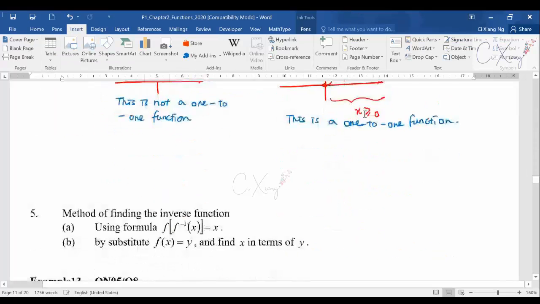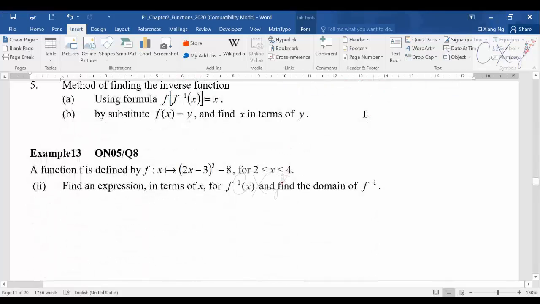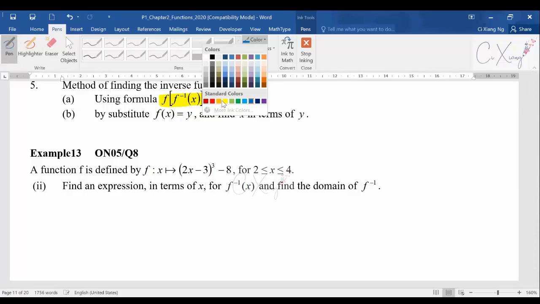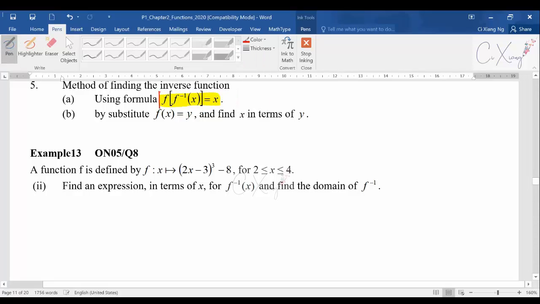Okay, so for the next part, they want you to find the inverse function. There are a few methods for us to find the inverse function. First, you can use the formula f of f inverse x equals x. Okay, so this is one method. I don't know how many of you are using this one. You have to know that when I start with f followed by f inverse, the composite function, we'll get back the original value. Therefore, f of f inverse x equals x.